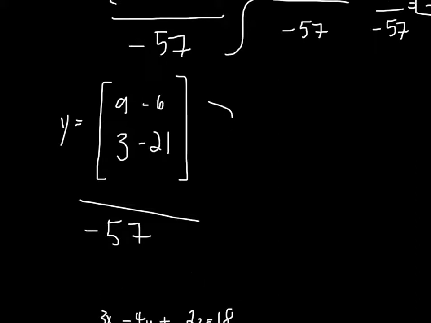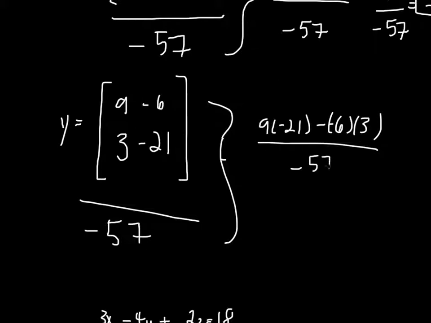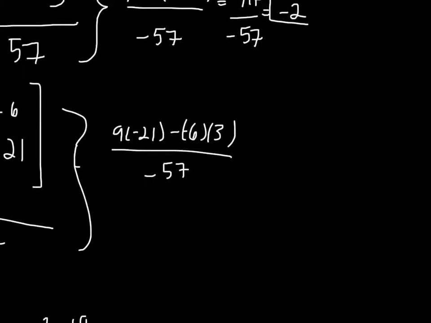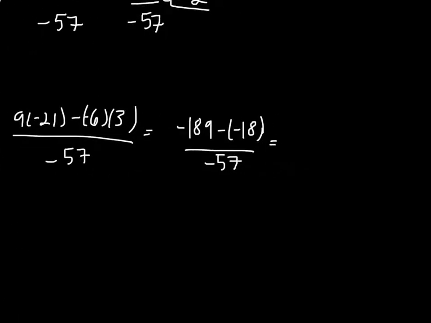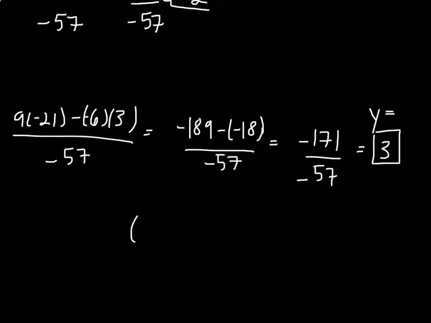And then simplifying this, we have 9 times negative 21, subtract negative 6 times 3, divide that by negative 57. So this simplified answer, we can simplify even more. Negative 171 over negative 57, which is 3. So we know that our y equals 3. So altogether we have a final answer of negative 2, 3.